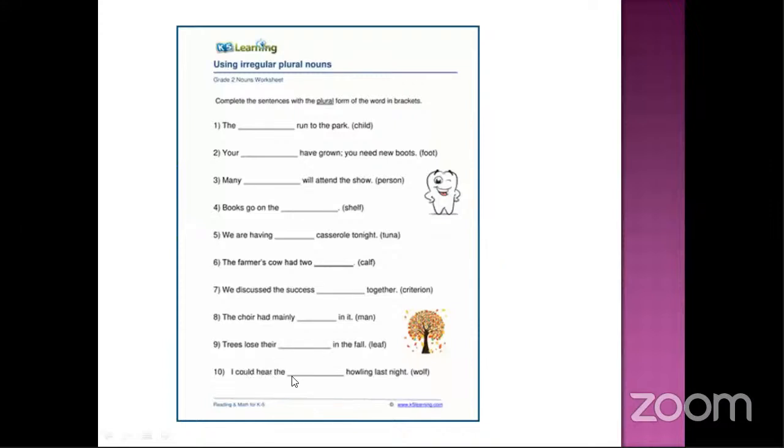I could hear the blank howling last night. Noun is wolf. So the plural should be wolves. The last letter is F. So we have to cut that F letter and add VES. Wolves. Okay, those are the answers.